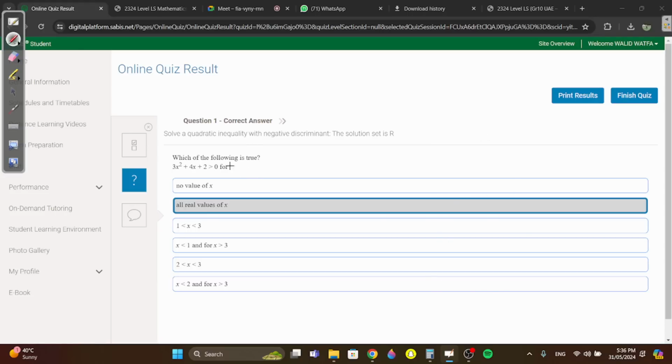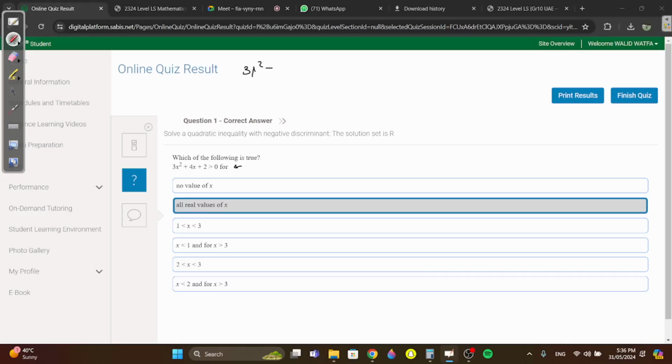Okay, anyway, let's start. Which of the following is true? 3x squared plus 4x plus 2 greater than 0. Remember that when we're doing inequalities, always find your solutions and then write your table. If this comes in the written, which it probably will, find your solutions. How do we find them?